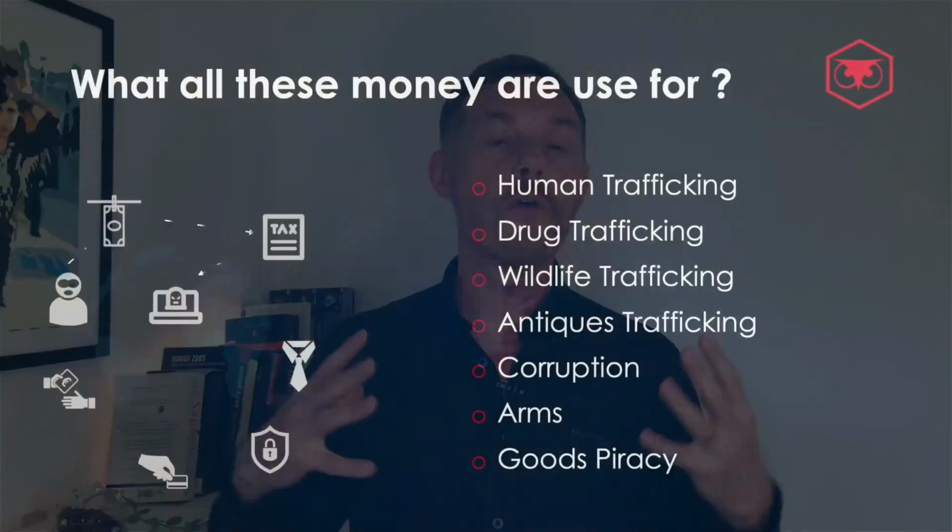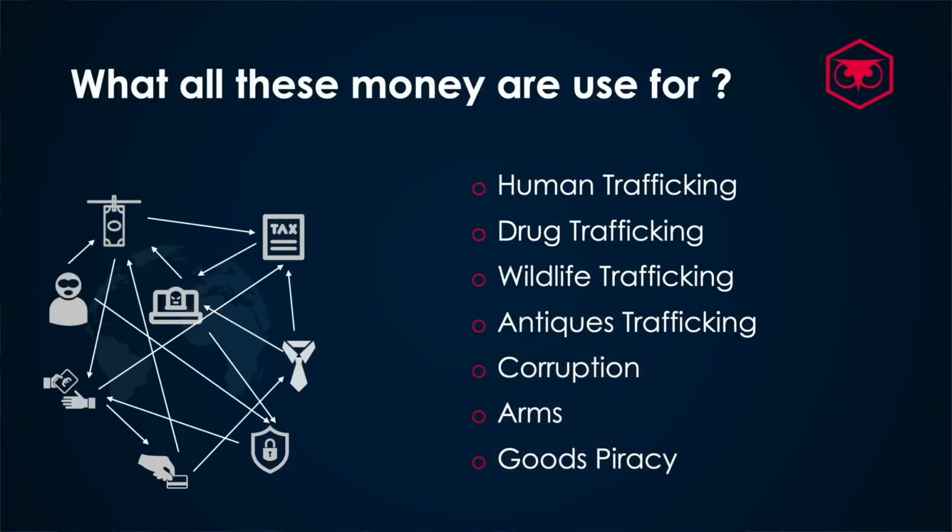There are obviously numerous crimes that are correlated to money laundering, but what is generally considered to be the main contributors are drug trafficking, corruption, the smuggling of weapons, the piracy of goods, wildlife and antique trafficking, and human trafficking. Human trafficking is one of the topics that is much closer to my heart these days.